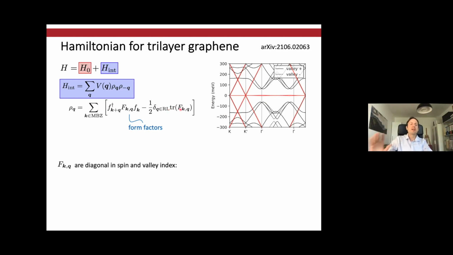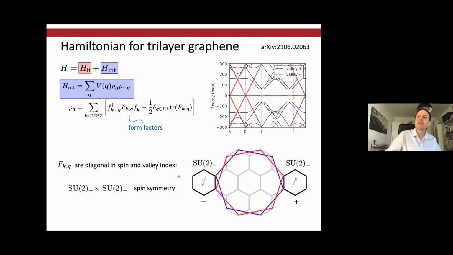Now, the first point I would like to make is that these form factors are diagonal in spin space, simply because we don't have spin orbit coupling. And they will also be diagonal in valley space because, as I mentioned before, valley is a good quantum number of the non-interacting bands. And this leads to this enhanced SU(2) cross SU(2) spin symmetry, which simply means you can independently rotate the spin in valley plus and valley minus.